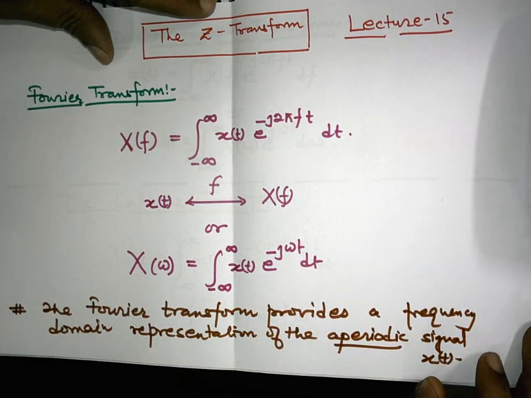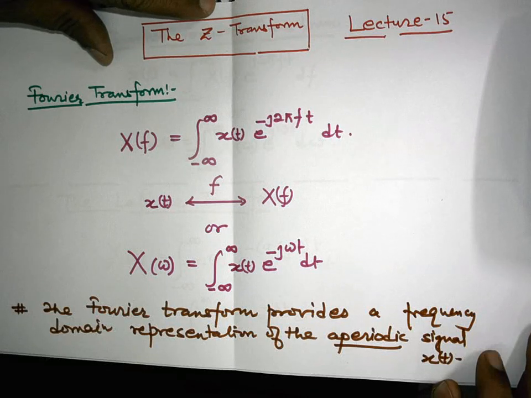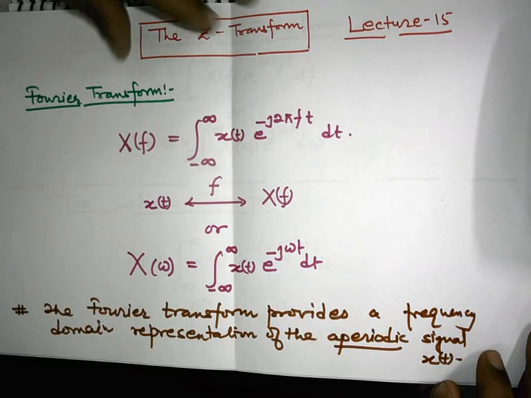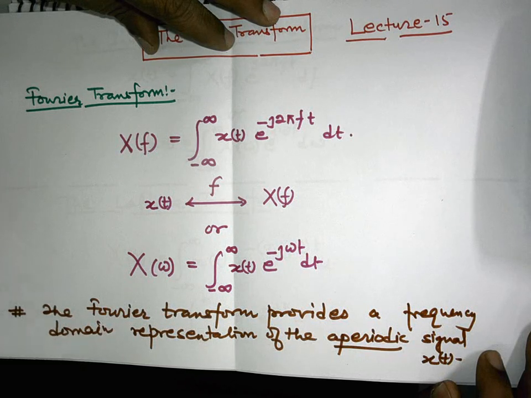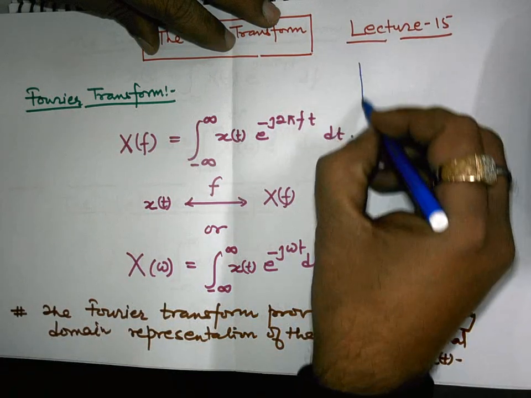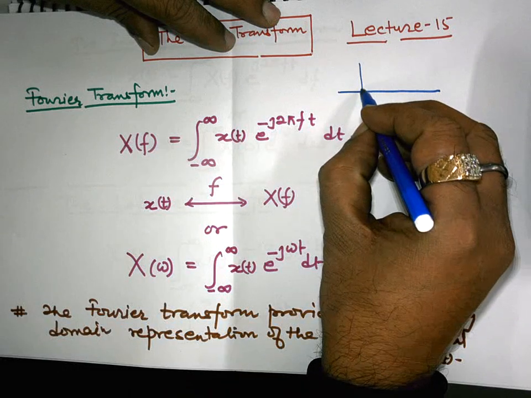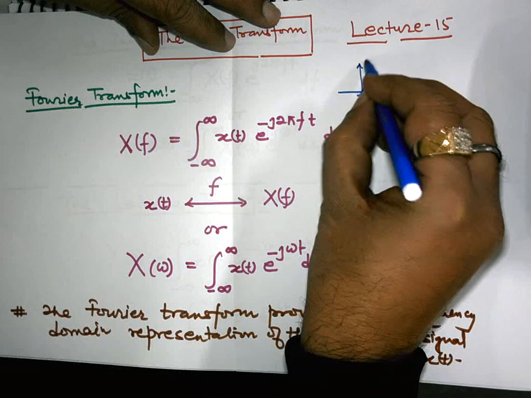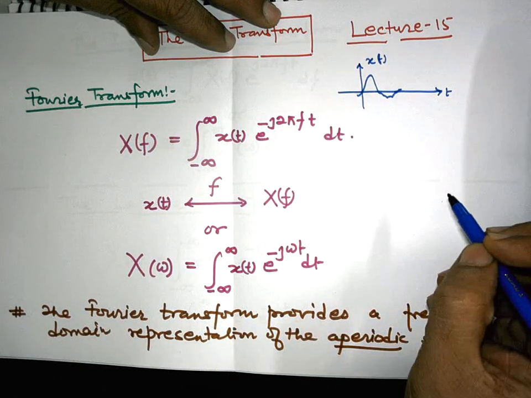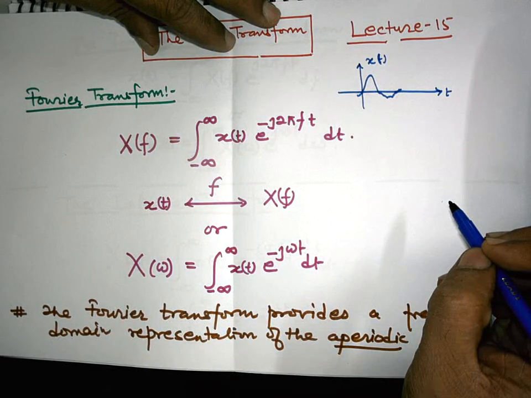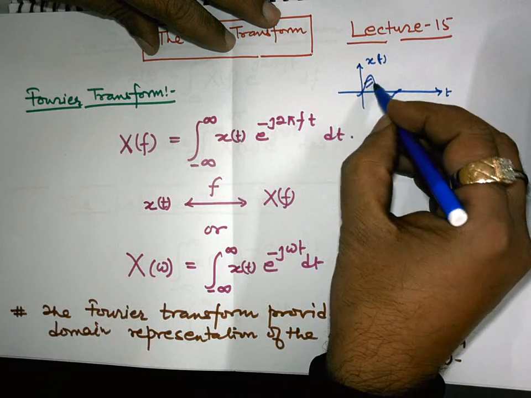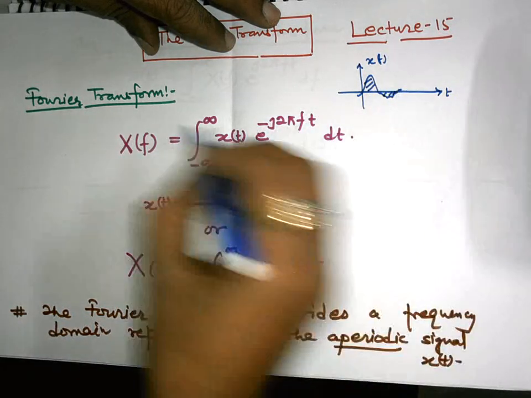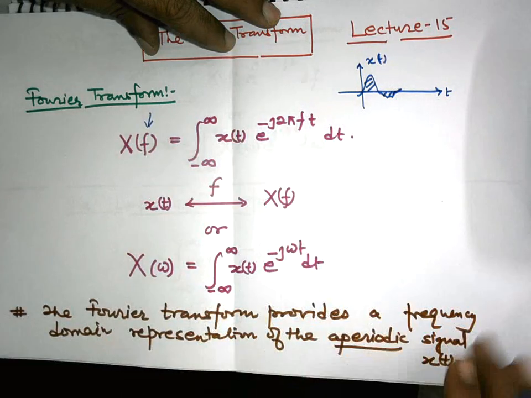go in our continuous time domain signal and system analysis, there we see that to get the frequency domain picture of any aperiodic signal, suppose we have an aperiodic signal like this, this is t and this is x(t). Then to get the frequency domain picture of this kind of signal, we use Fourier transform.